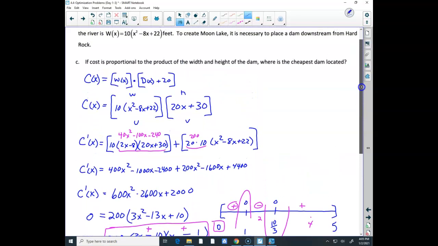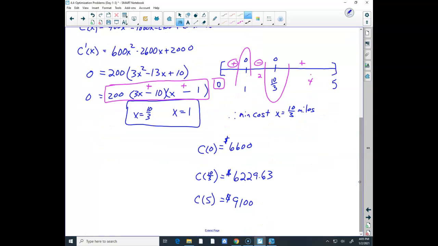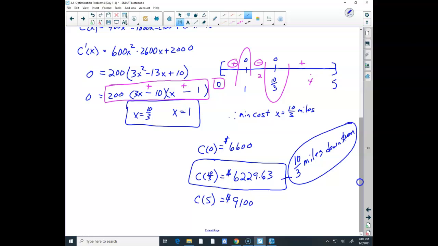And I want to make sure I answer my question. Where is the cheapest dam located? The cheapest dam is located right there, 10/3 miles downstream. That's where my cheapest dam is built. And that takes us there.